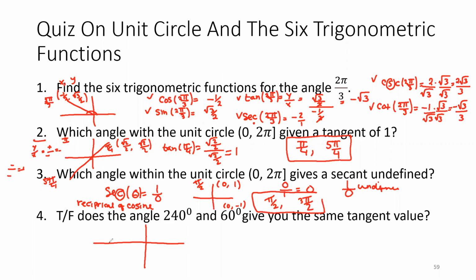So 240 is in quadrant 3, and it's also 4 pi over 3. It has a coordinate of -1/2, negative radical 3 over 2. And then if you look at 60, that gives you a coordinate of 1/2, radical 3 over 2.